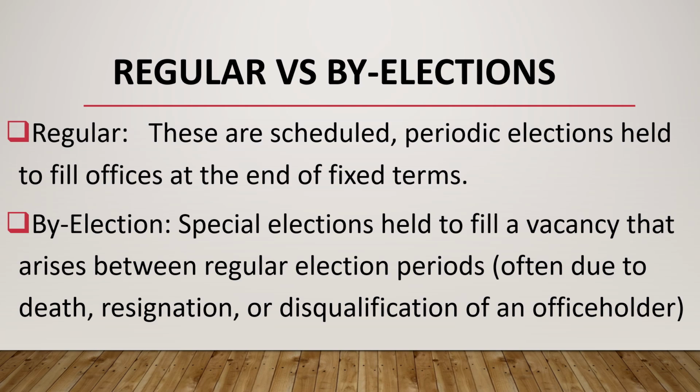To the next slide, which has to do with regular versus by-election. When we say a regular election, it is a scheduled or periodic election held to fill offices at the end of a fixed term. In Ghana, presidential and parliamentary elections are held every 4 years on the same day. The presidential election is a two-round, as I said, 50+1. Parliamentary is first past the post, which is a single majority constituency. So that's for regular election.